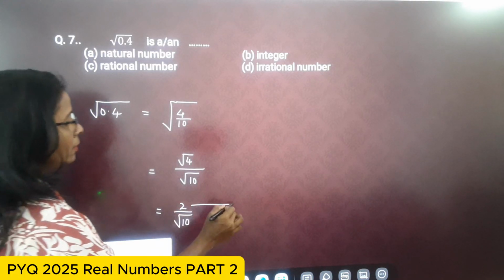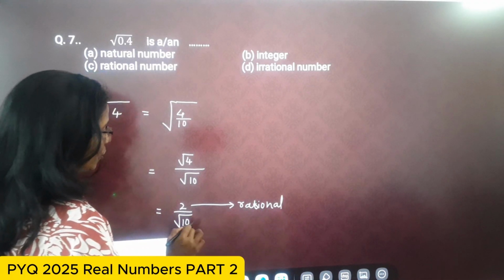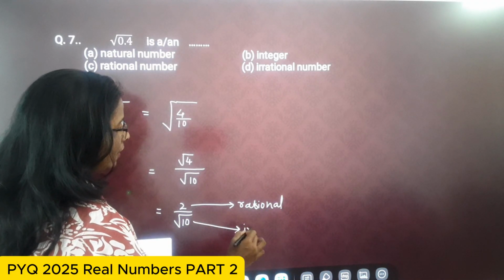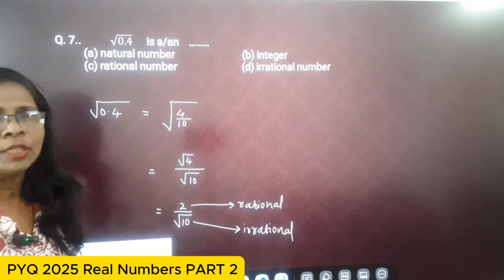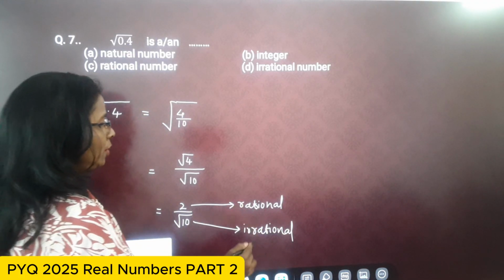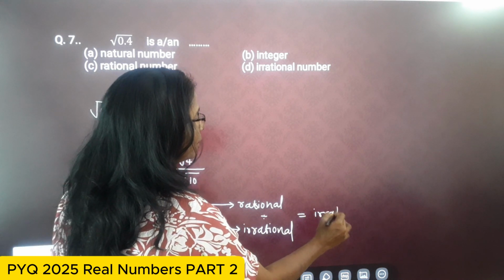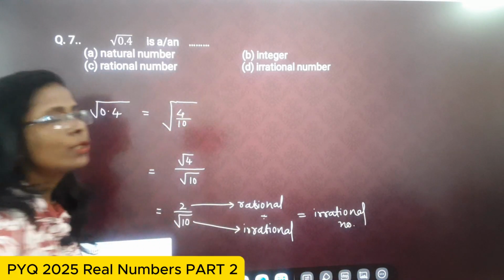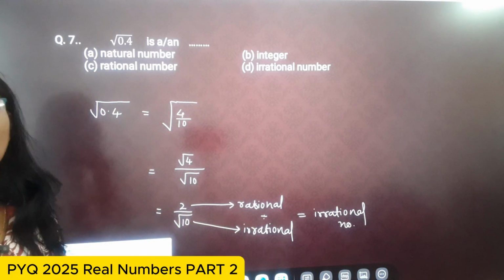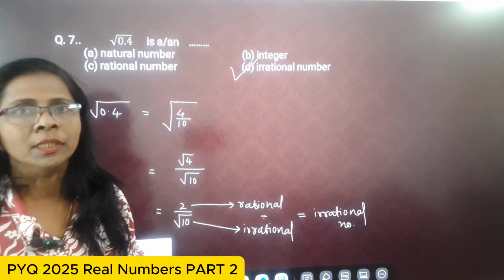The square root of 4 is 2, and here we have the square root of 10. Now, students, this 2 is a rational number and root 10 is an irrational number. The division of a rational by an irrational number is an irrational number. So our correct option is D, irrational number.